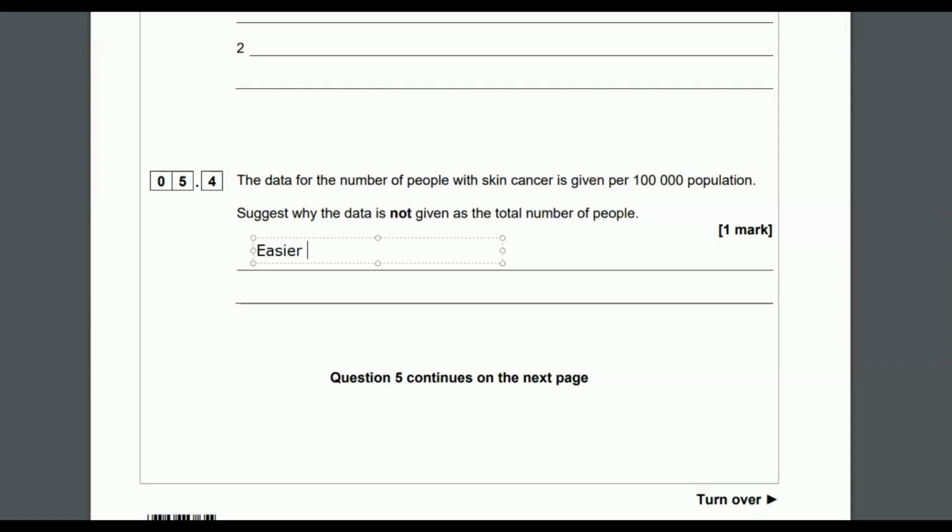You might just get the mark for saying easier to compare, but best to say because the population of males and females is different. So they're always going to be slightly different. So it's much easier to compare populations by doing it per 100,000.